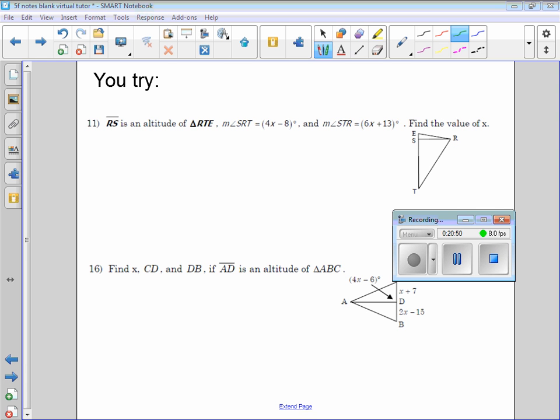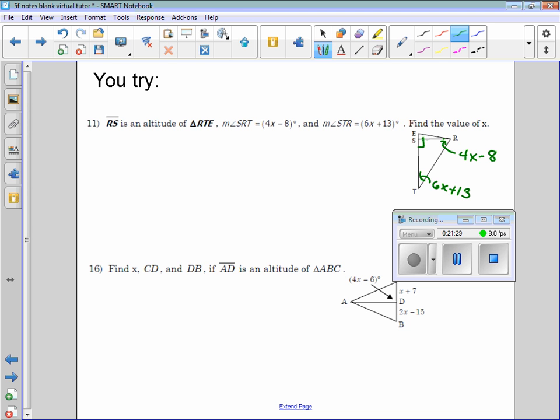All right, so in this question, we have RS is an altitude of triangle RTE. So RS makes a 90-degree angle here. They're telling you that the measure of SRT is 4x minus 8. So you go to SRT, which is this angle right here. And we know that that equals 4x minus 8. And they also tell you that the measure of STR is 6x plus 13. So this angle right here is 6x plus 13.